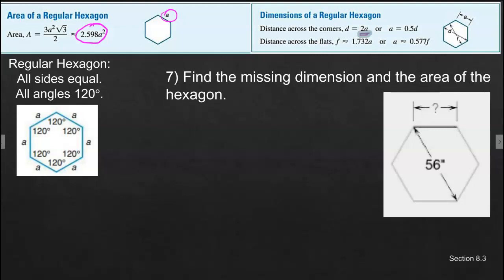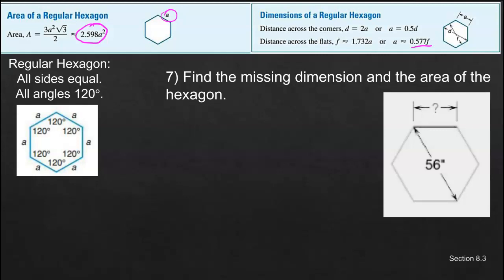The distance across the flats. So from a flat side to a flat side, that's this distance right here. We would have 0.1732 times the length of the side, or if we knew the length of F, we would use A equals 0.577 F. So it just depends on what we're given whenever we're looking at this.